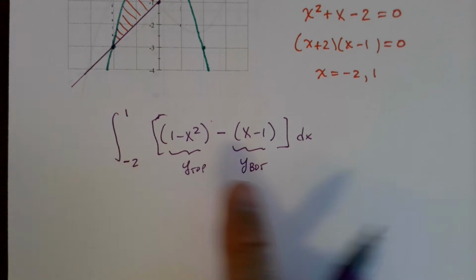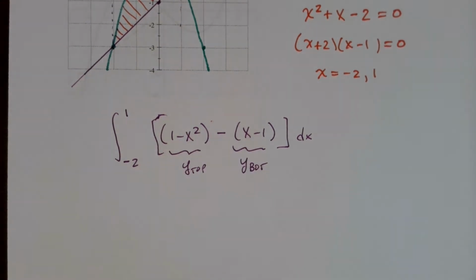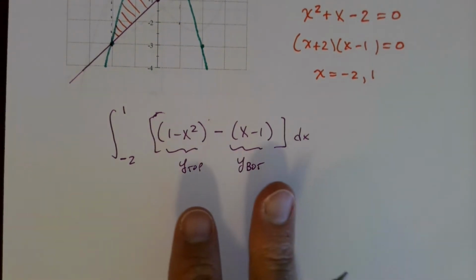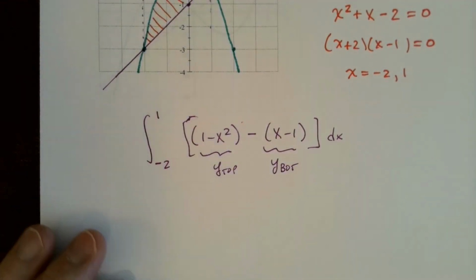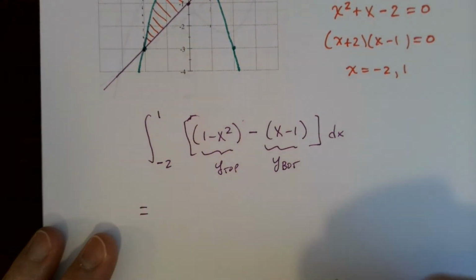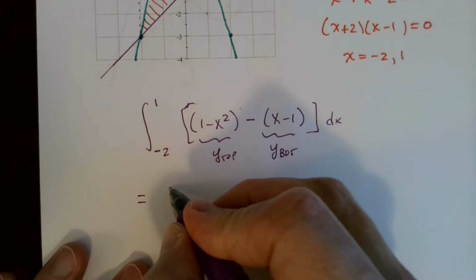So this is the y top minus the y bottom. It's important. If you get these subtracted the wrong way, when you change the order, it changes the sign, right? Instead of getting the area, you would get negative 1 times the area. Okay, so let's evaluate this now. The integration is typically pretty easy here.